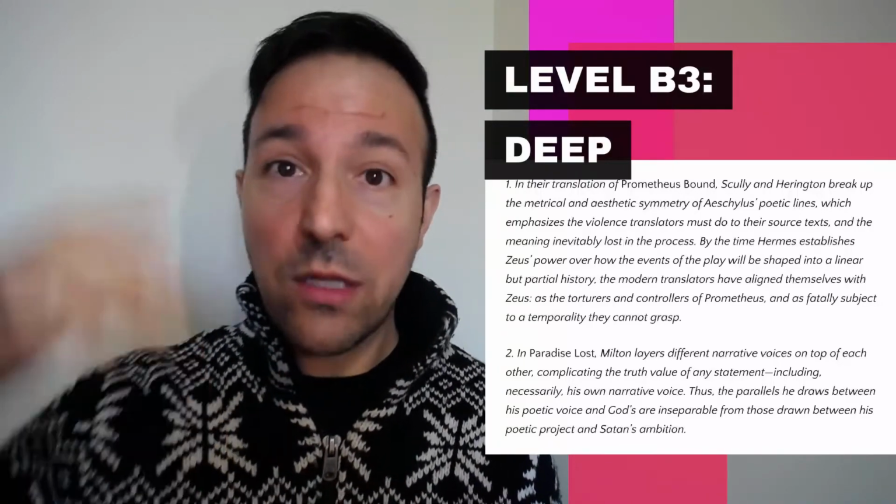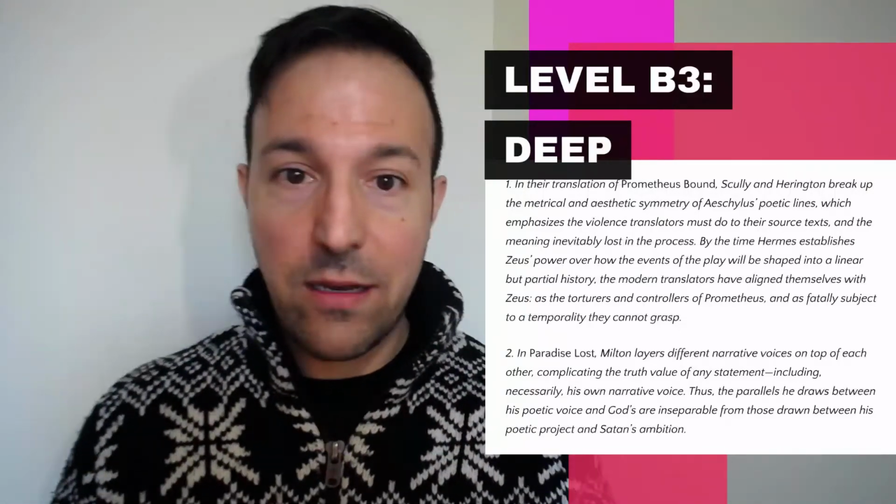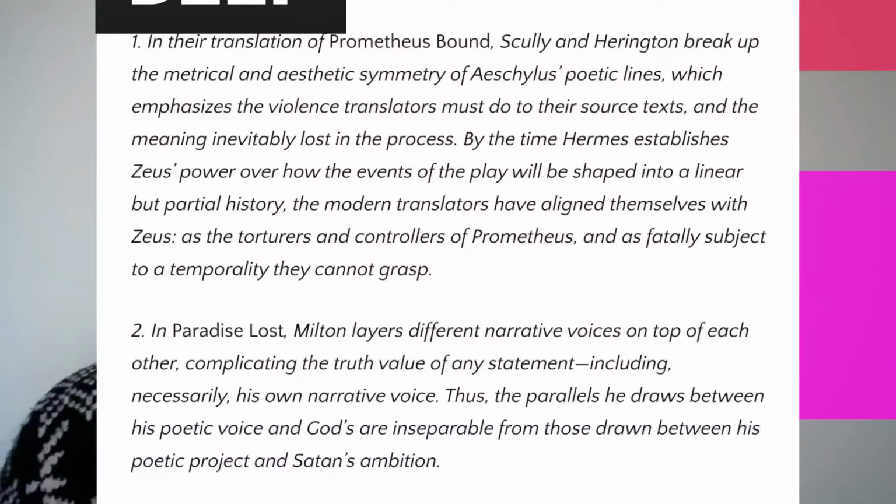Again, you must pass through levels B1 and B2 to get here, right? Again, see the clarity and rigor pages for that. But let's look at these examples. In their translation of Prometheus Bound, Scully and Harrington break up the metrical and aesthetic symmetry of Aeschylus's poetic lines, which emphasizes the violence translators must do to their source texts and the meaning inevitably lost in the process. By the time Hermes establishes Zeus's power over how the events of the play will be shaped into a linear but partial history, the modern translators have aligned themselves with Zeus as the torturers and controllers of Prometheus, and as fatally subject to a temporality they cannot grasp.